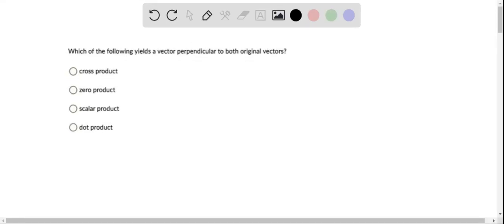Okay, so we basically determine the operation that we perform to find a vector which is perpendicular to both vectors, and for that we have to do the cross product of the two vectors, which gives the vector which is perpendicular to both vectors. So we choose this as the answer to this question.